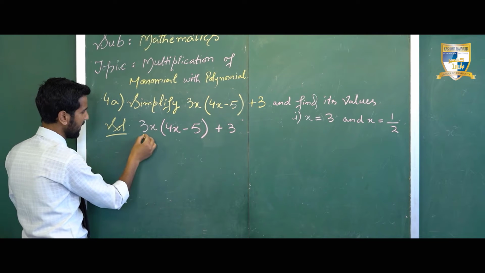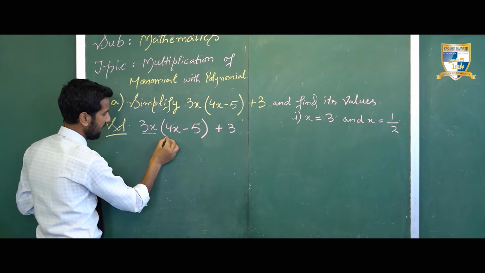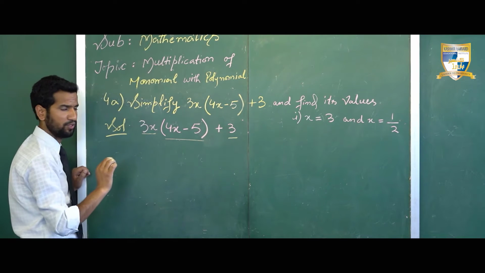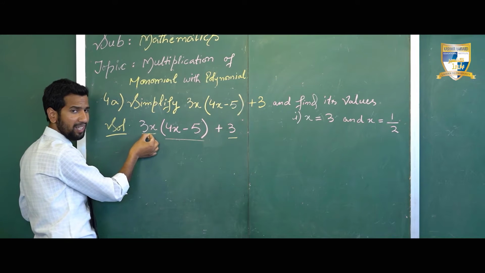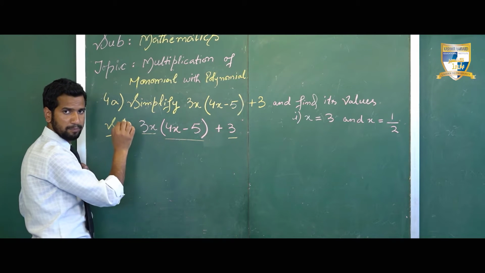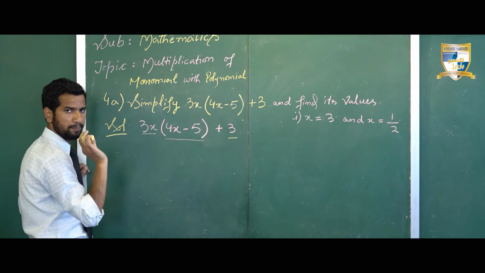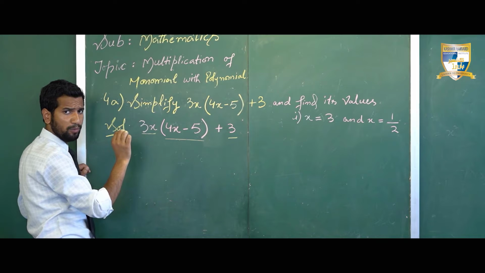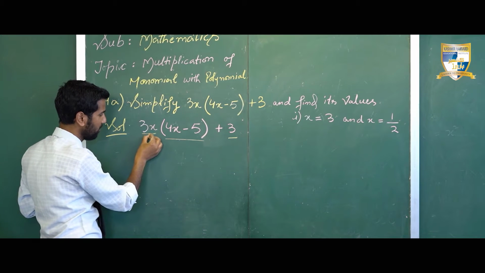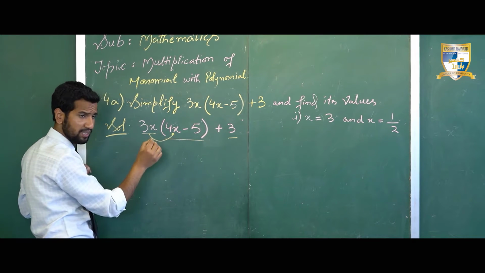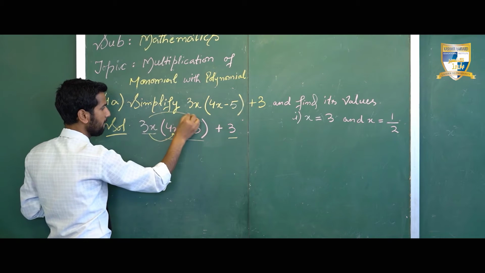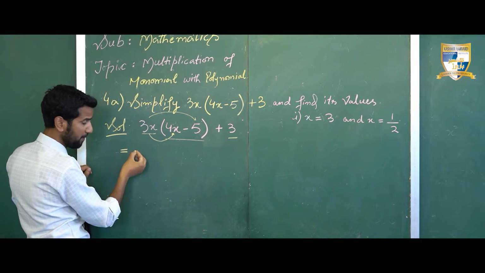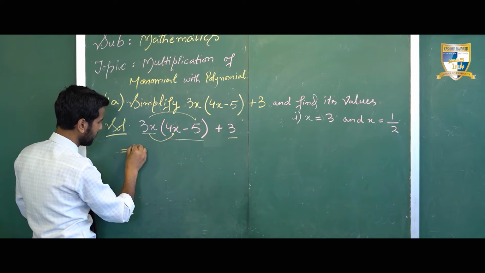So this is 3x, this is a binomial, and this is a constant polynomial 3. This monomial is in multiplication with this binomial, and then we have plus 3. We already know how to multiply a monomial with any n-term polynomial. So we are going to multiply this 3x first with 4x and then this 3x with 5. So it will be equal to 3x into 4x.